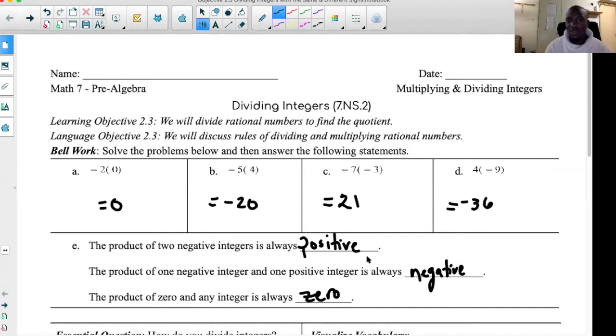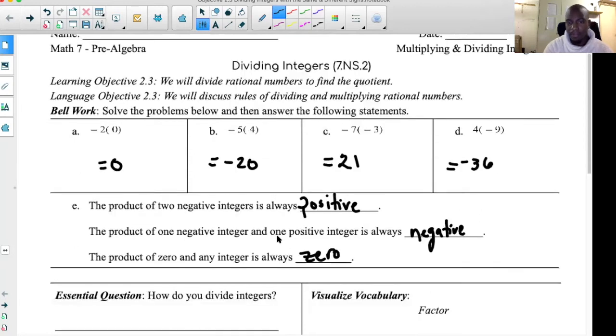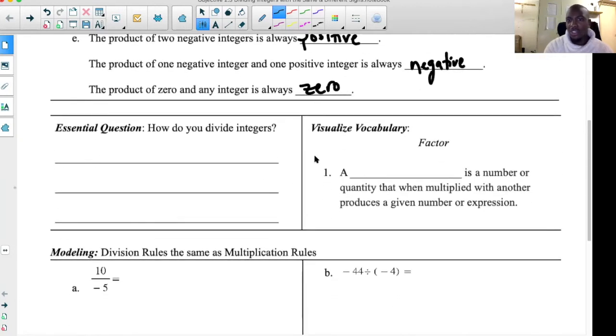As we dive in, as we gain further understanding, these are part of the rules. If you know you're doing a negative times a positive, you should remember your answer should be negative. A negative times a negative should end up giving you a positive. These are certain things you might want to hold on to and memorize. Let's dive in. Let's keep going. So how do we divide integers? That's what we're going to talk about today, right? And a vocabulary word that comes into play here when we talk about dividing integers is a word called factor.